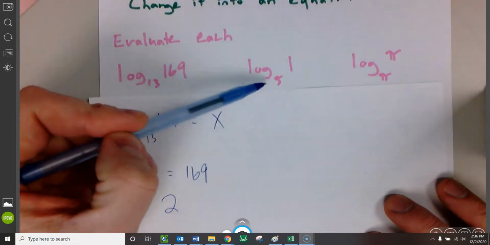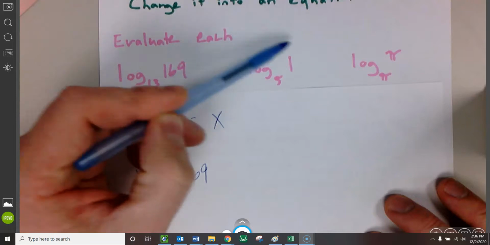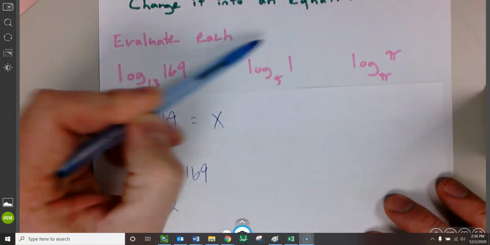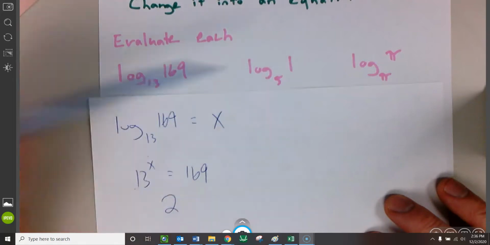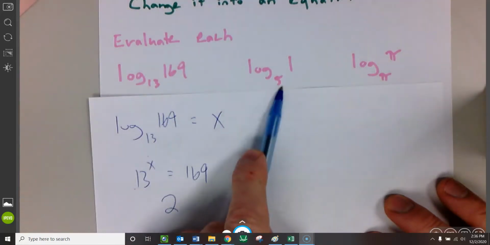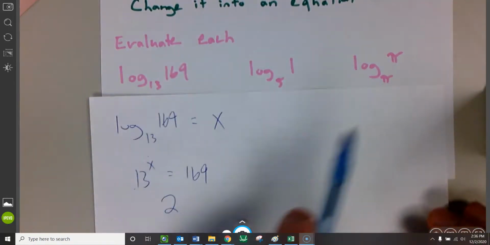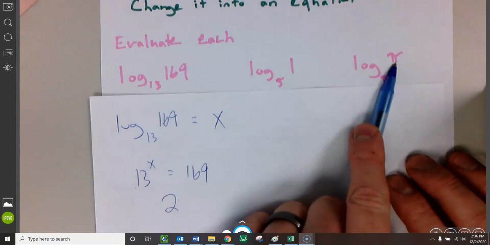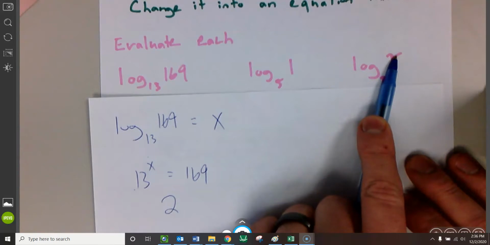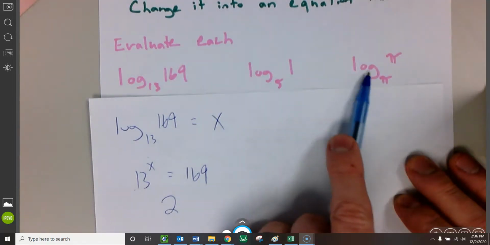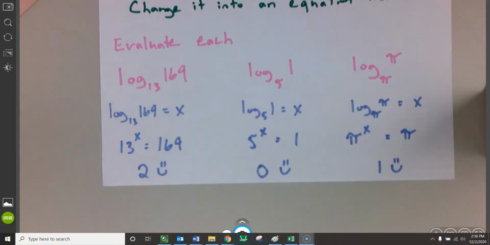Now we can look at the rest. 5 to what power equals 1? 5 to the 0 power equals 1. This is actually equal to 0. And we get a property. Log base anything of 1 will always be 0, because anything to the power of 0 equals 1, our around the world thing. And then finally, log base pi of pi, pi to what power equals pi? That's 1. And again, we get another property. Log base anything of itself will always be equal to 1.